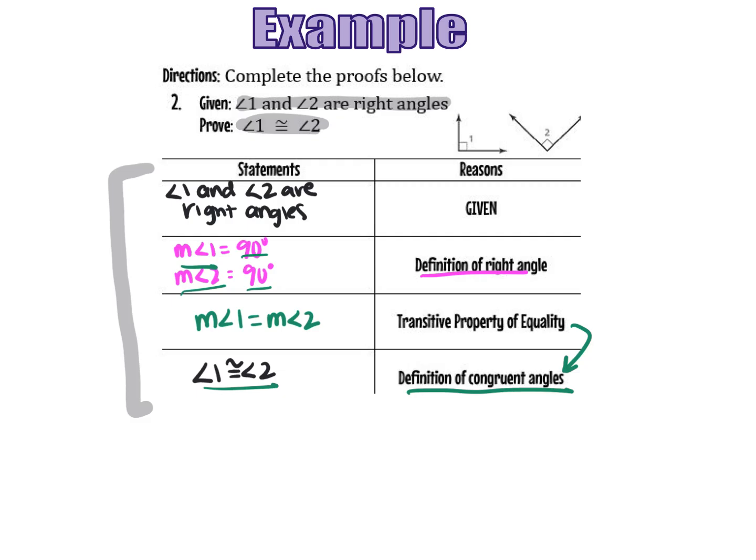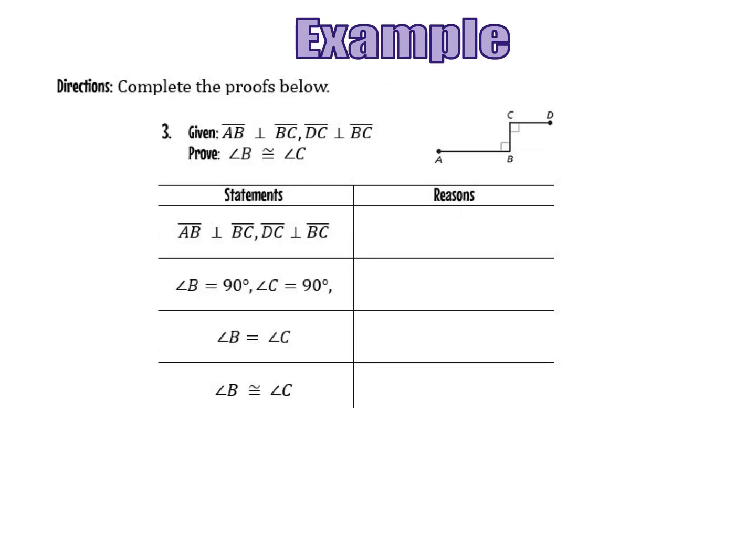Let's look at another proof. All right, here we go. New proof. We are given that AB is perpendicular to BC, which we can see in the picture. There's a right angle here. And that DC is perpendicular to BC. We are trying to prove that angle B and angle C must be congruent.